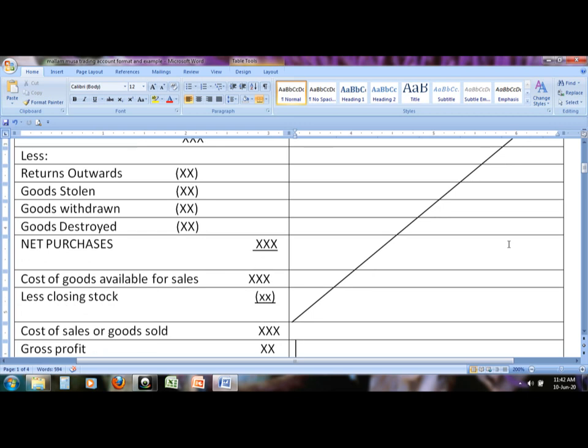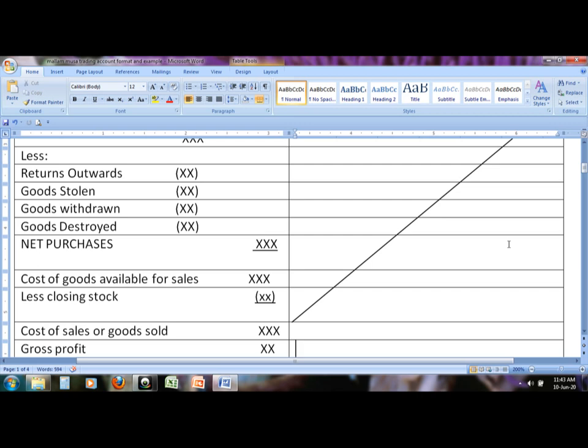You now compare your cost of sales or cost of goods sold with your net sales. You look at which one is bigger and which one is smaller, and you take away the smaller one from the bigger one. Let's assume your net sales is 100,000 and your cost of goods sold is 95,000. That means your net sales is bigger than your cost of goods sold by 5,000 naira. That 5,000 naira will serve as our gross profit.